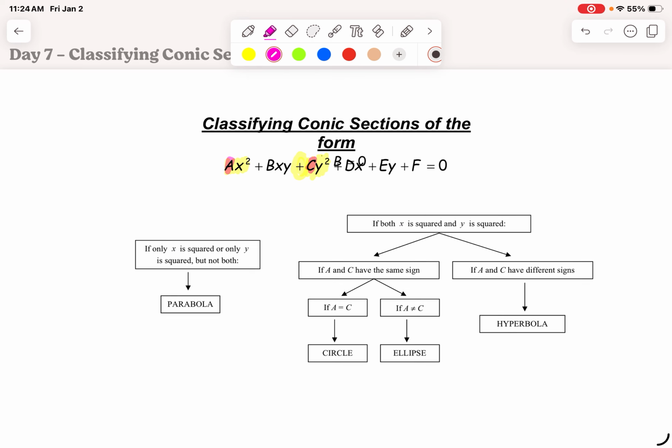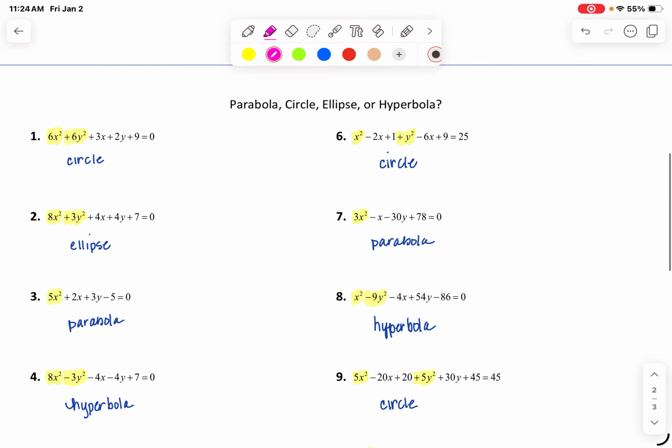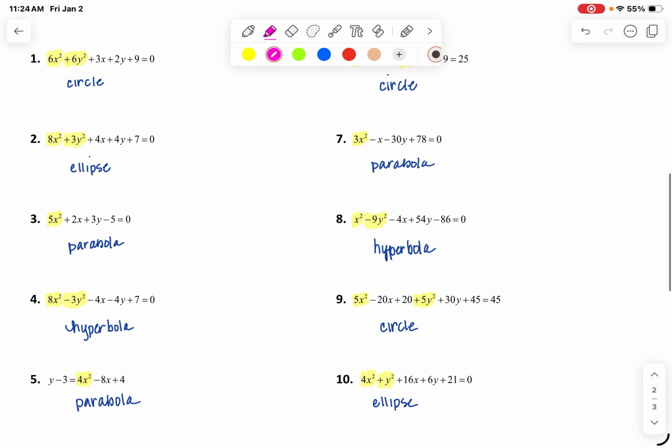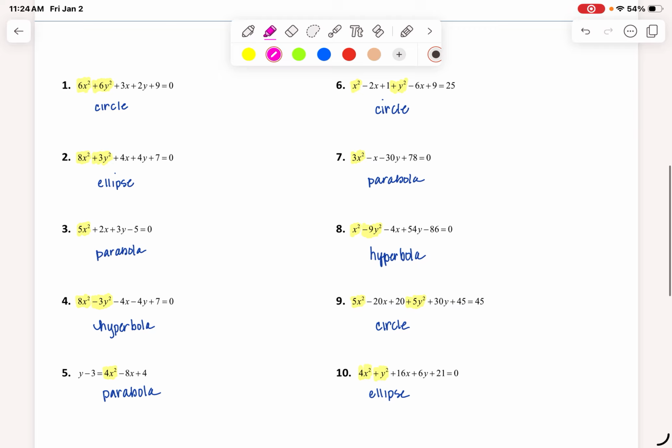All right, so what I want you to do is pause the video and try the next page, where it's just identifying what it is. You're not doing anything else other than that. All right, let's check to see how you did. I also have highlighted the terms that I was looking at to decide which of those four things it was.